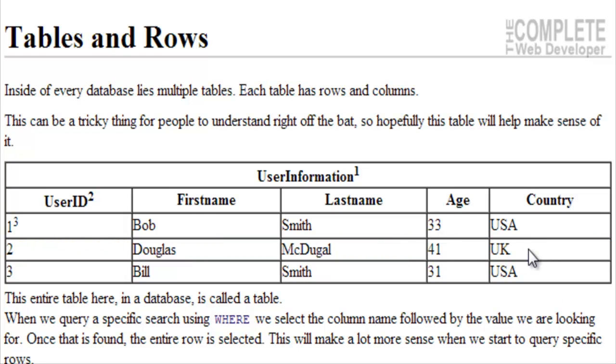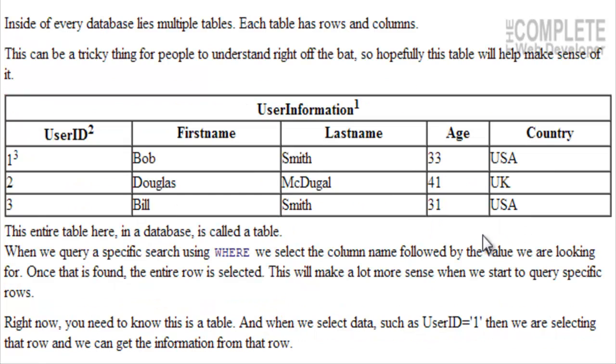Now we don't know how to select anything, we don't know the where clause or anything like that, and we will get into this. So right now, you need to know that this whole thing is a table, and when we select data, such as user ID is equal to 1, we're selecting that row and we can get information from that row. So we select the table, once again, select the column, we go first name is equal to Bob, and it will get the user ID, his last name, his age, and his country, assuming that we specified that.